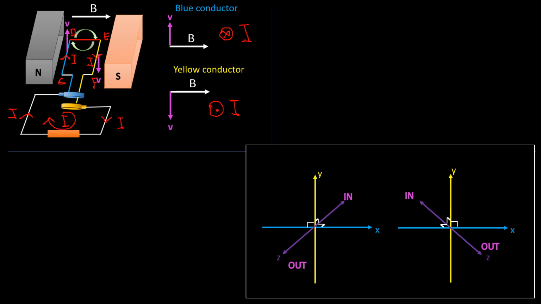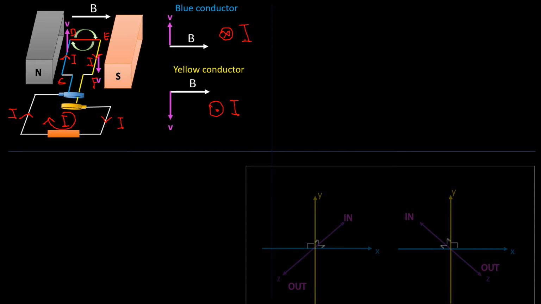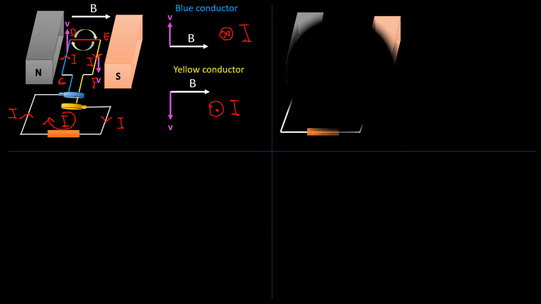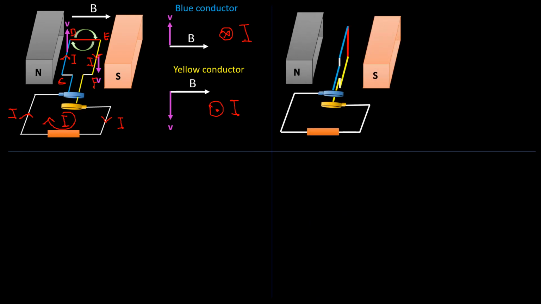Okay, now if your coil turns another 90 degrees, after 90 degrees your coil will be in this position. So the blue part will move up 90 degrees, and your yellow part will move down 90 degrees, and you get these positions of your coil. Still the same, the direction of your B is pointed from north to south pole, which is to the right.